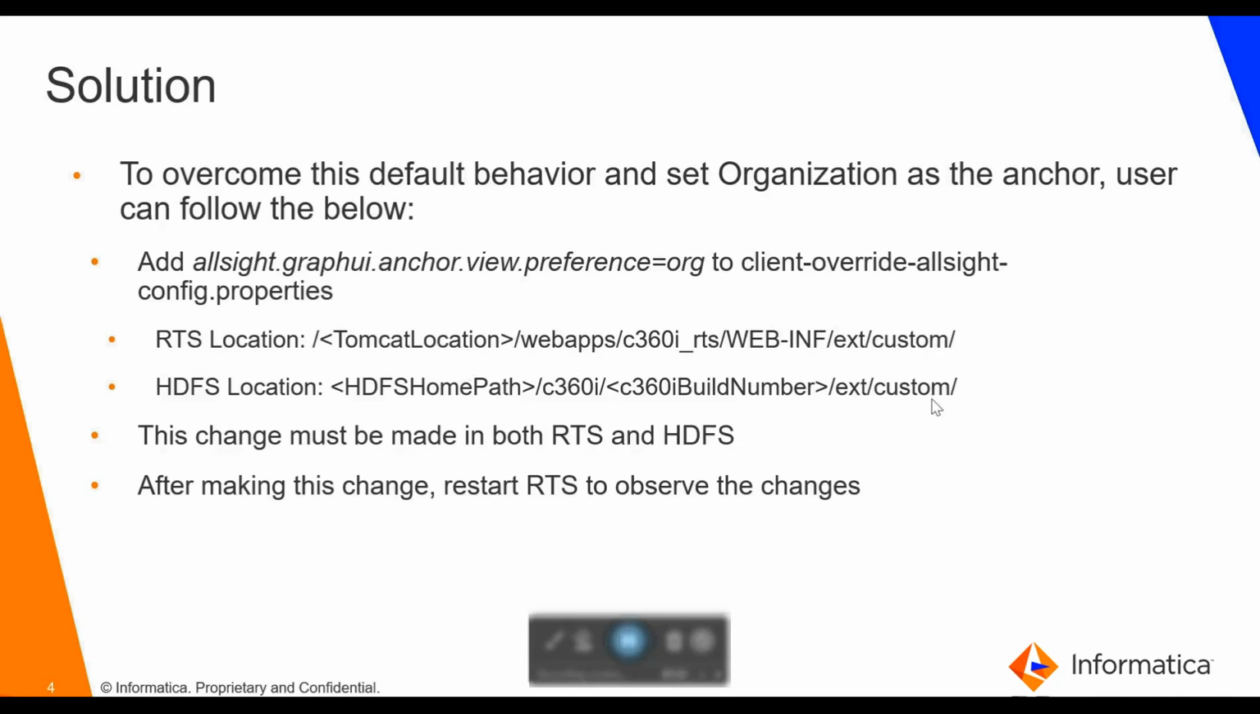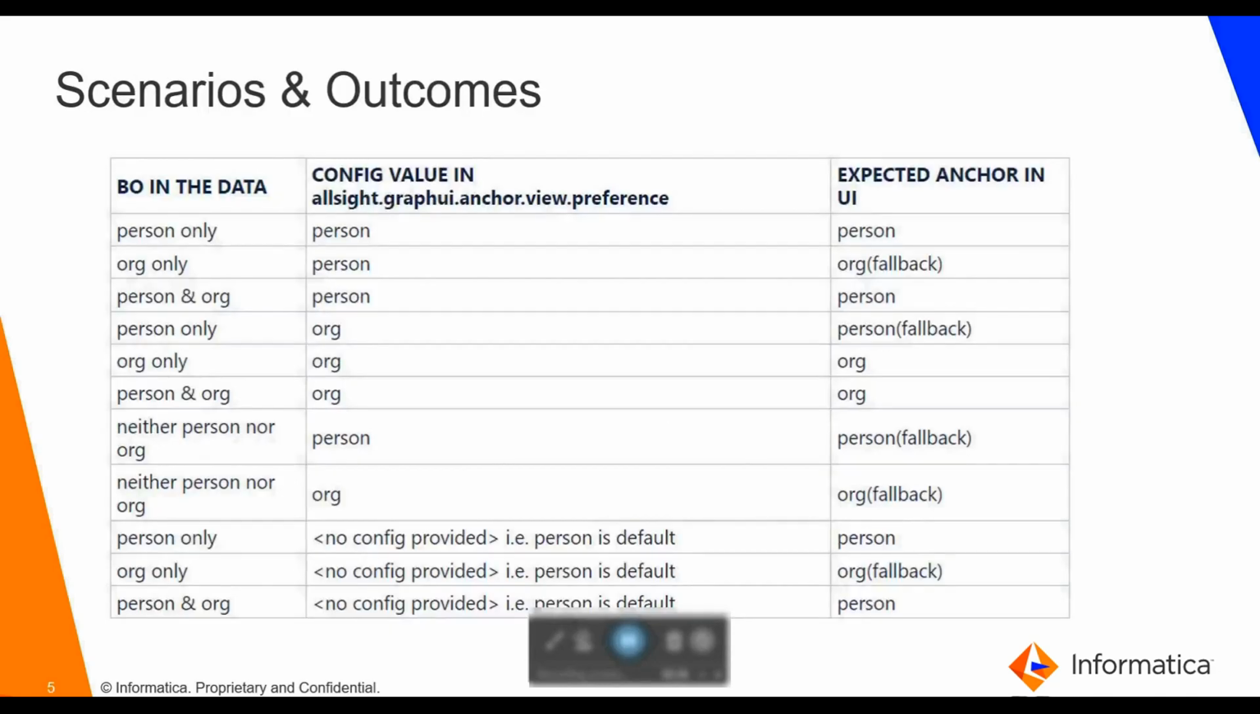This would change for every implementation, so the user has to apply the Tomcat location and HDFS home path according to their instance. The changes we are trying to add must be made on the files available in both RTS and HDFS. Once this is complete, the user must restart the RTS Tomcat to observe the changes. We will go into a demo and then come back to the scenarios and outcomes.